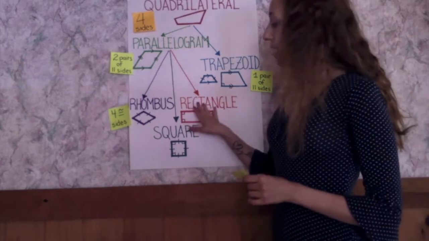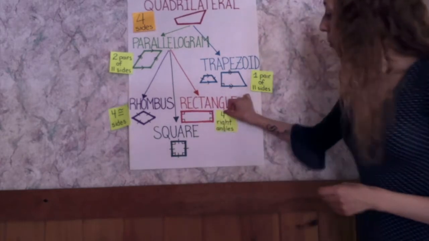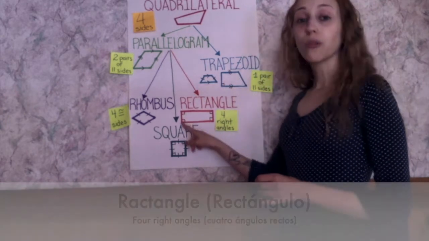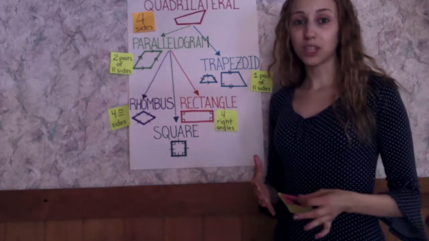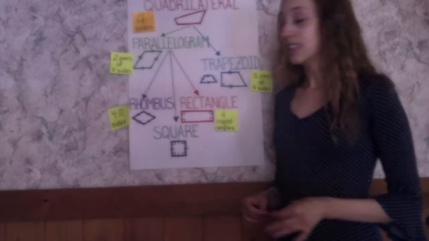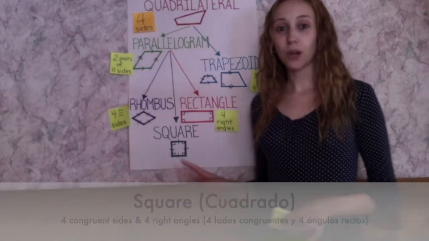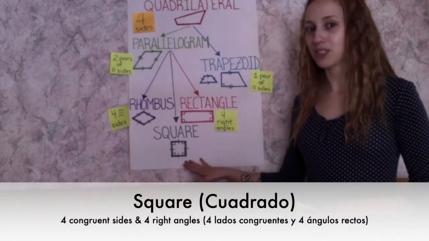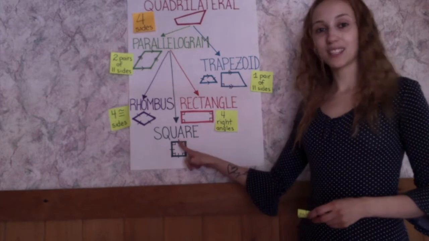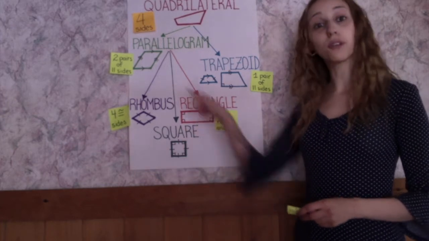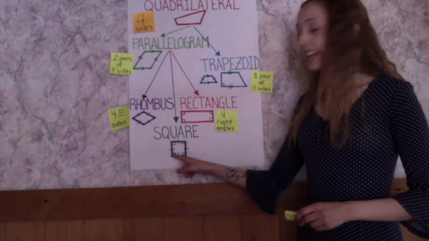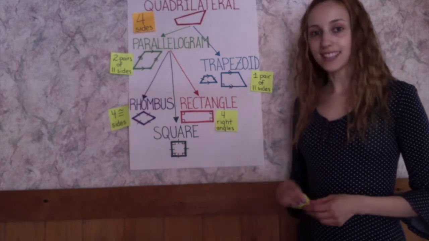Now, what about rectangles? Rectangles, we know very well. We've talked about them quite a bit. They have 4 right angles. And right angles means that they have 4 angles that measure 90 degrees each. Now let's talk about squares. Squares are very special because squares have 4 congruent sides. So if this side is 5, 5, 5, 5 all around. And they also have 4 right angles, 90, 90, 90, and 90.